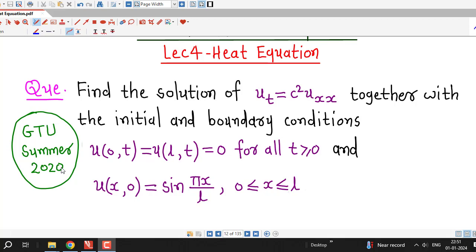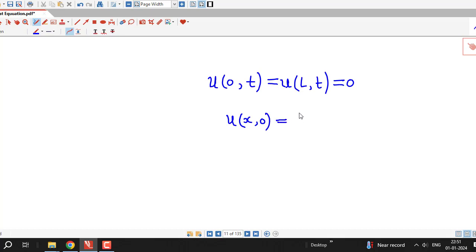In this lecture also we will discuss one question on heat equation which was asked in GTU Summer 2020 exam. We have seen the first case of heat equation in which the boundary conditions are that the value of temperature is 0 at both the ends of the bar and the initial condition is given by u(x,0) equal to f(x).